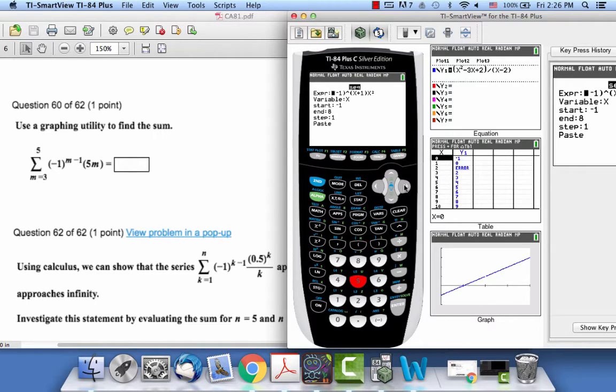So I'm going to want the -1 to the power of m minus 1. So I'm going to use the variable x minus 1, but you can use m if you want to. And then times 5m, which I'm again going to use x. Okay, x, we want to start at 3. We want to end at 5.